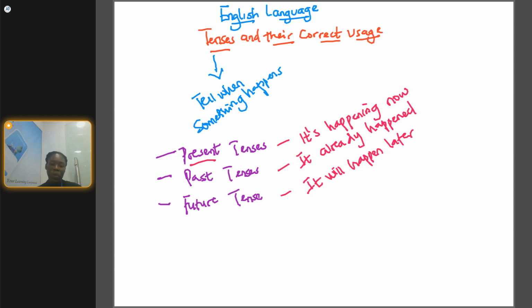So you can see where this is coming in. Present means it's happening now. When we talk about present tenses, it's happening now. We talk about past tenses, we talk about it already happened. And when we talk about future tenses, we talk about it will happen later. These are basically the tenses that we are going to be looking at. Under the present tenses, the past tenses, and the future tenses, we will be looking at some sub tenses. All right, so we're going to start with the present tenses. I'm going to wipe off the board now.